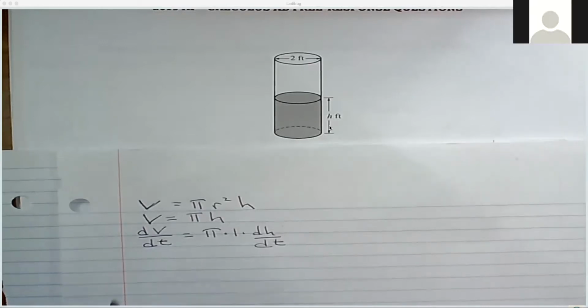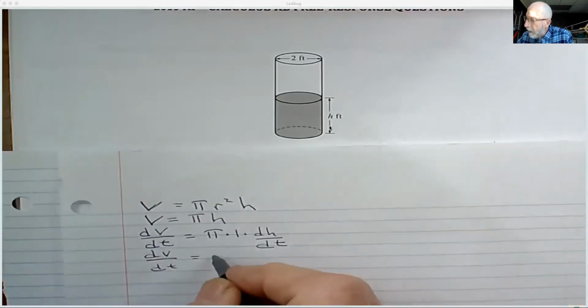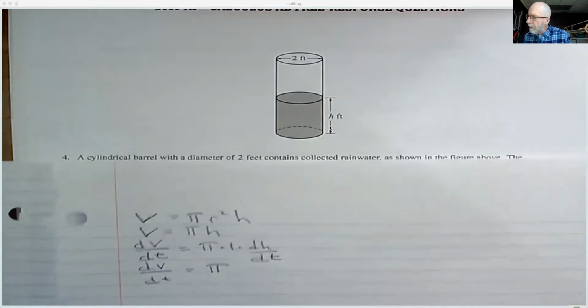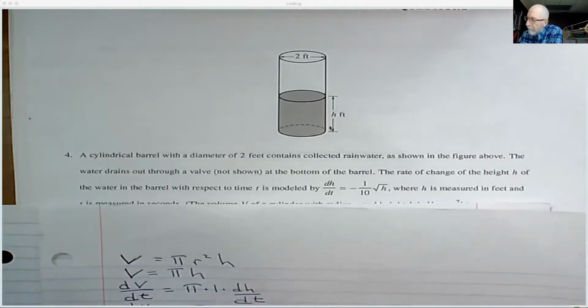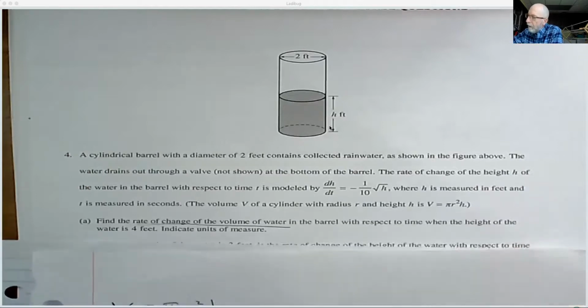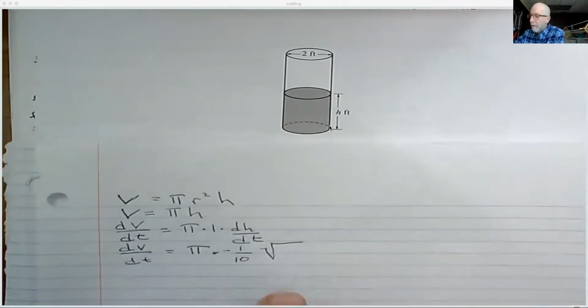Yes. Okay, so we have dV/dt. We have pi. And I believe when I was talking to Ethan, he said dh/dt was negative 1/10 square root of h, correct? Okay, so I can put negative 1/10 square root, and we are told in here that the height, h, is 4 feet. So what am I going to put into here in the square root?